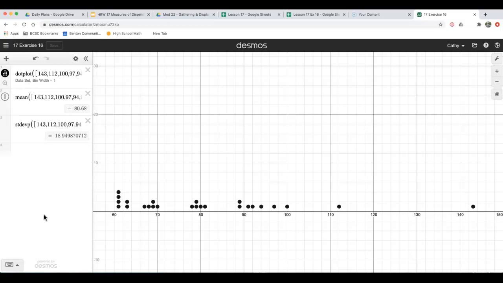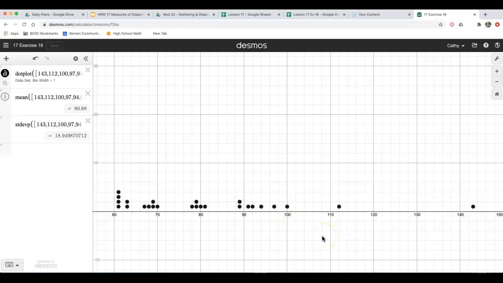So I listed all these numbers. I pasted them into Desmos here. I asked it for a dot plot. So here's what a dot plot looks like. For every one of those data points, it is plotted along this graph. And this tells me that I have four receptions that were 61 yards. I have one that was 100, one that was 143.